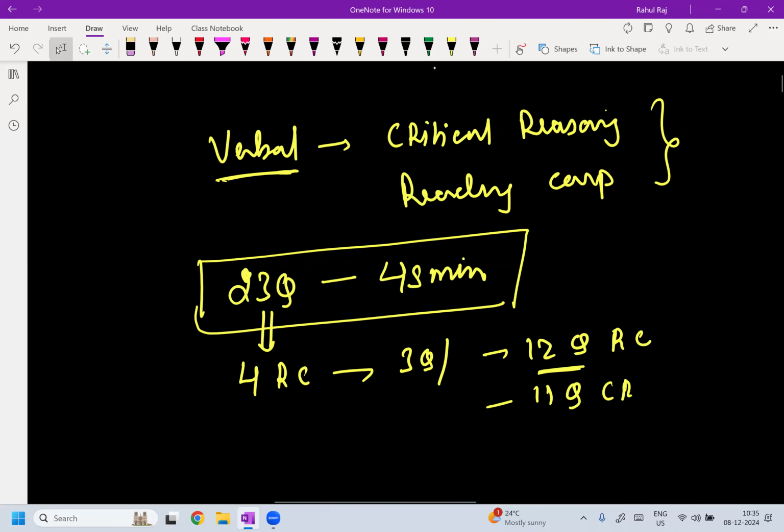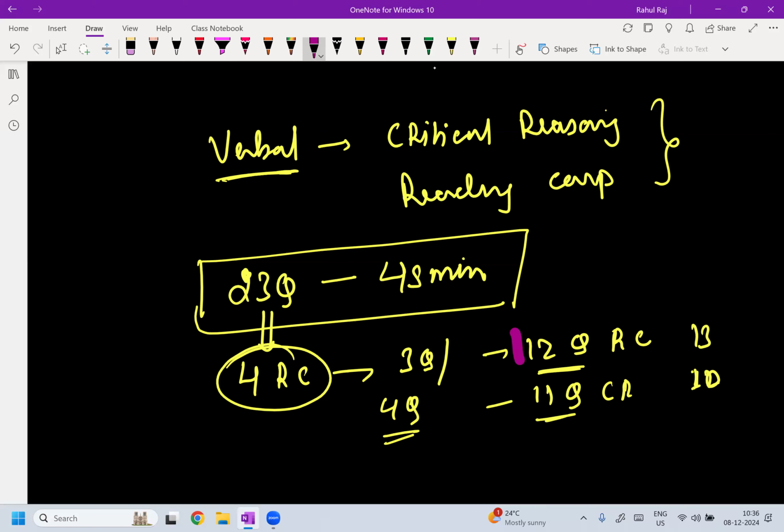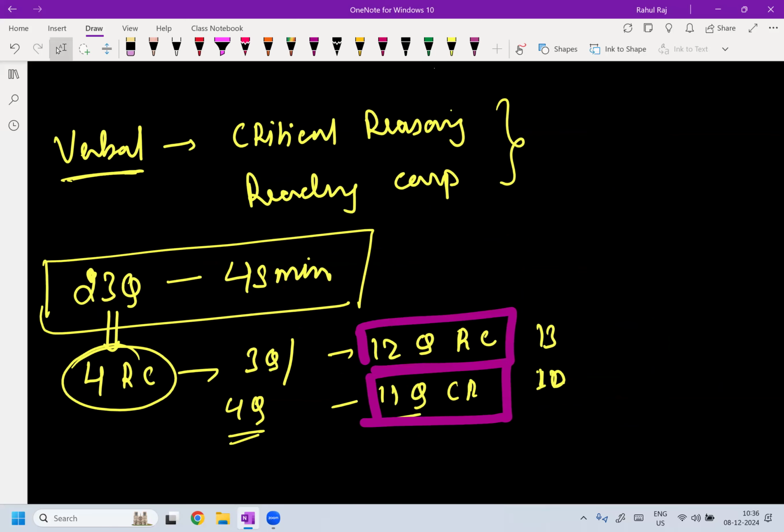Sometimes it happens that out of the 4 RC passages, 1 RC passage might have 4 questions, while the other RC passages have three questions, but minimum 3 questions you will have. So you can have 13 questions of RC, and in that case you will have 10 questions of CR. You have to be prepared that there will be 12 questions of RC for sure and 11 questions of CR for sure, 100%. Agreed? So it's pretty simple stuff.